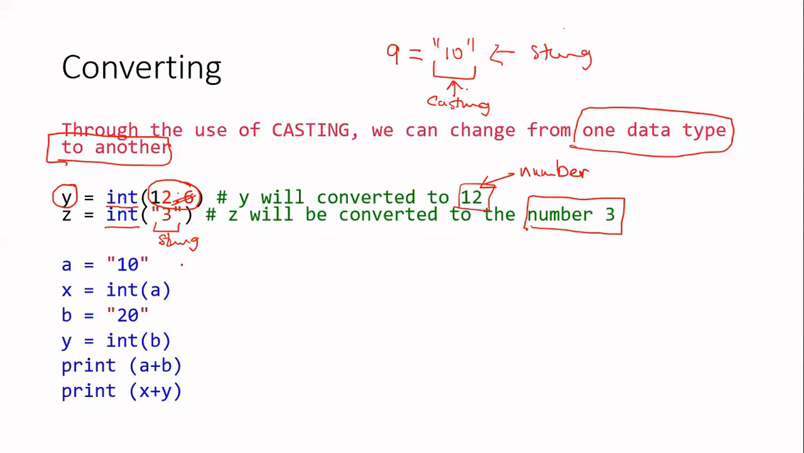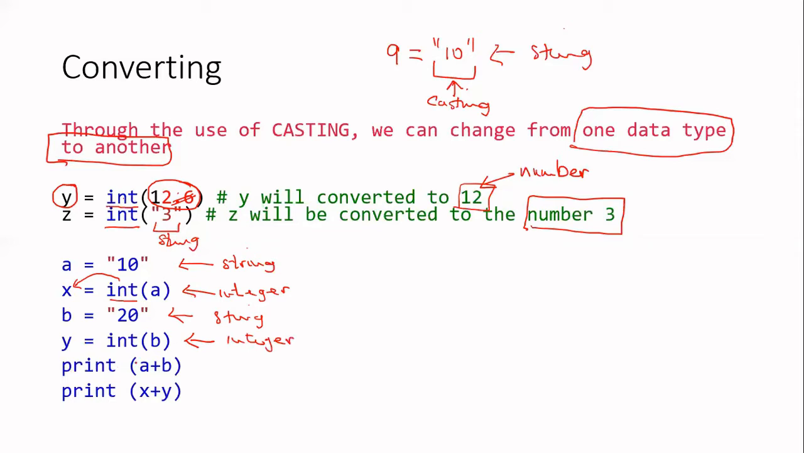So if I ask you what data type is A, immediately you'll tell me that is a string. If I look at the next statement, I'm taking A, which is a string, I'm casting it into an integer, and that is being stored into X, which means X is an integer. B is a string, and Y is an integer because it's being casted.